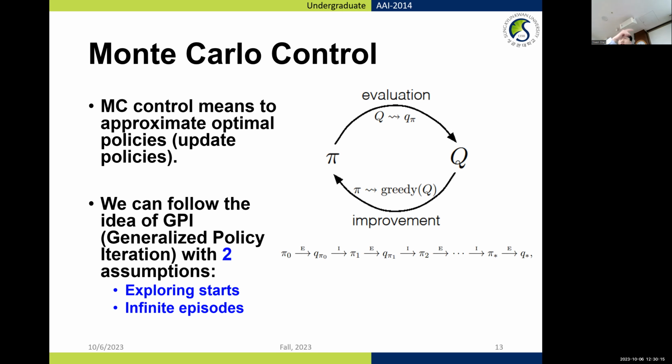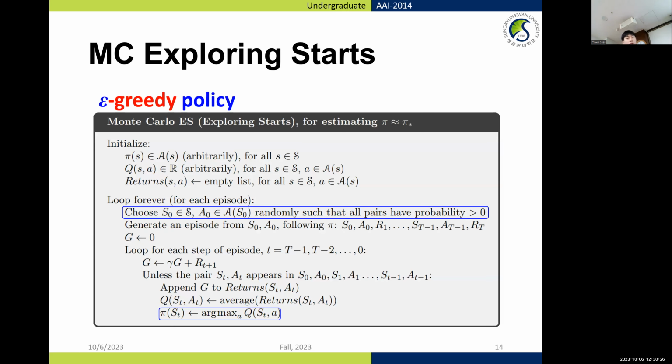Exploring starts means that we need to use every action to see what the feedback or return is. So if we have this ES, exploring starts, with the MC method, we use a similar approach, which is called the epsilon greedy policy.